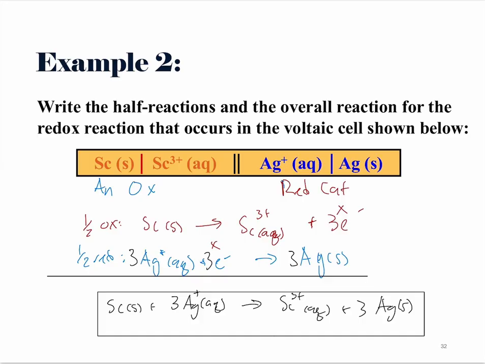Okay, any questions on that? Thumbs up, thumbs to the side, thumbs down, going from cell notation to the chemical reaction. So really we're just identifying right-hand side is cathode, left-hand side is anode. That tells us which reaction is which.